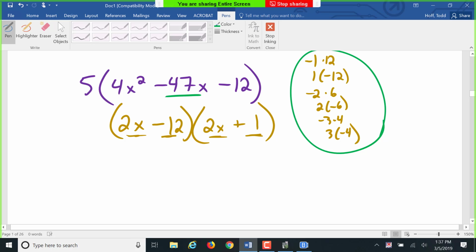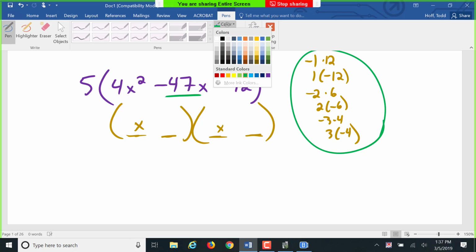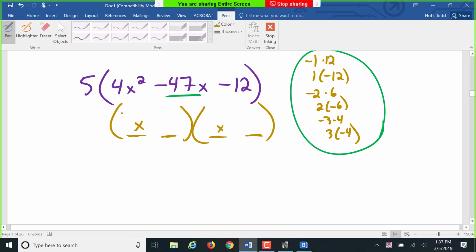That doesn't mean it can't be factored. It means we tried the wrong option to begin with. Instead of 2x times 2x, it's 4x times 1x, or just 4x times x.